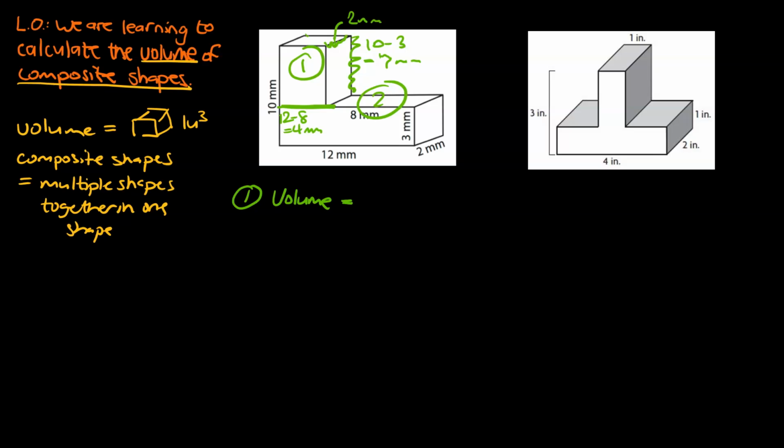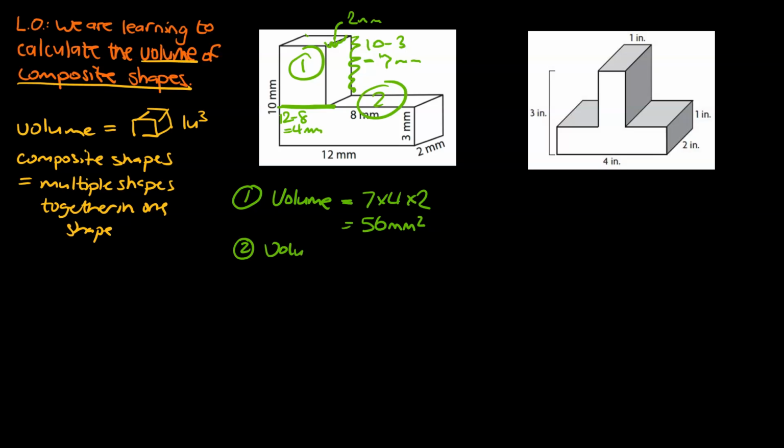So in our case, the volume would be 7 times the 4, which we calculated here, times the 2. That's definitely the hardest bit, and that is 56 millimeters cubed. Now that we've found the volume of the top part, let's have a look at the volume for the bottom part, or the second part.